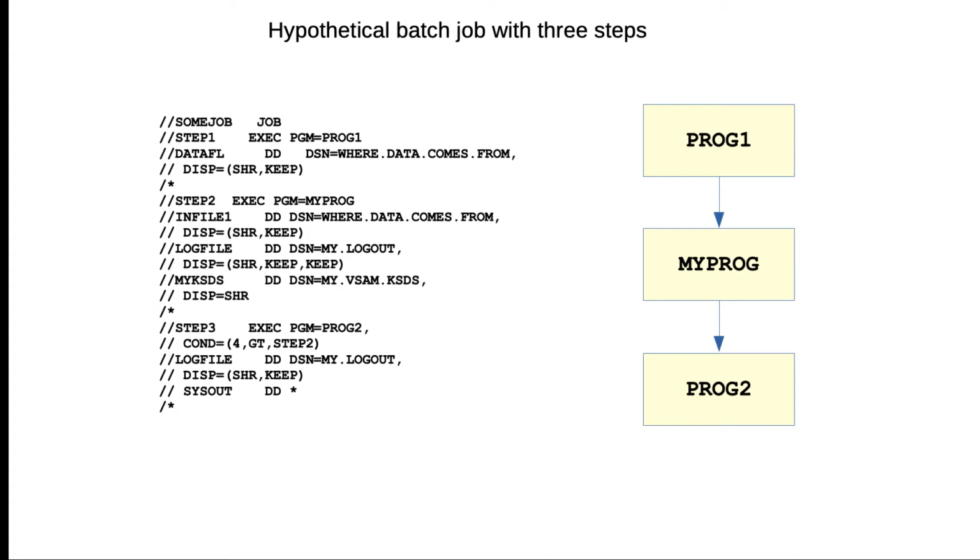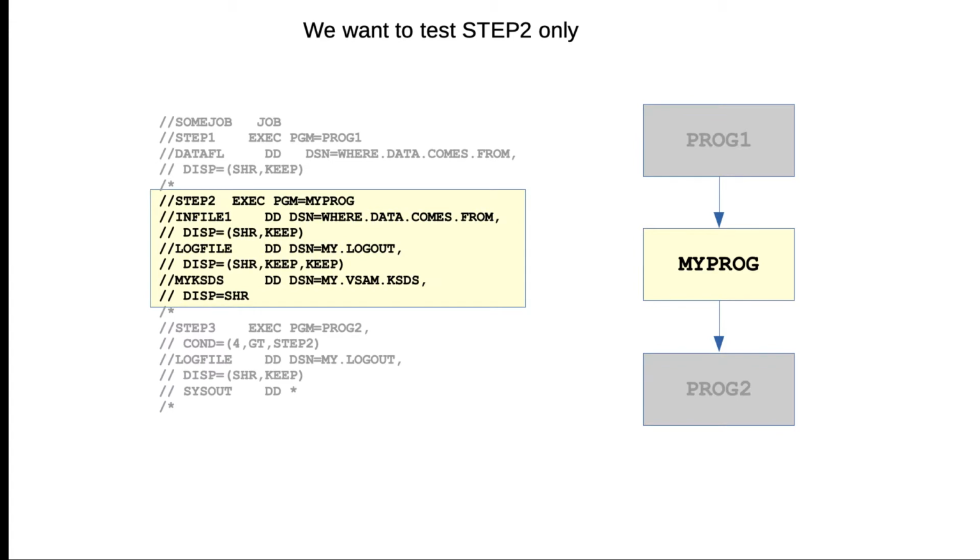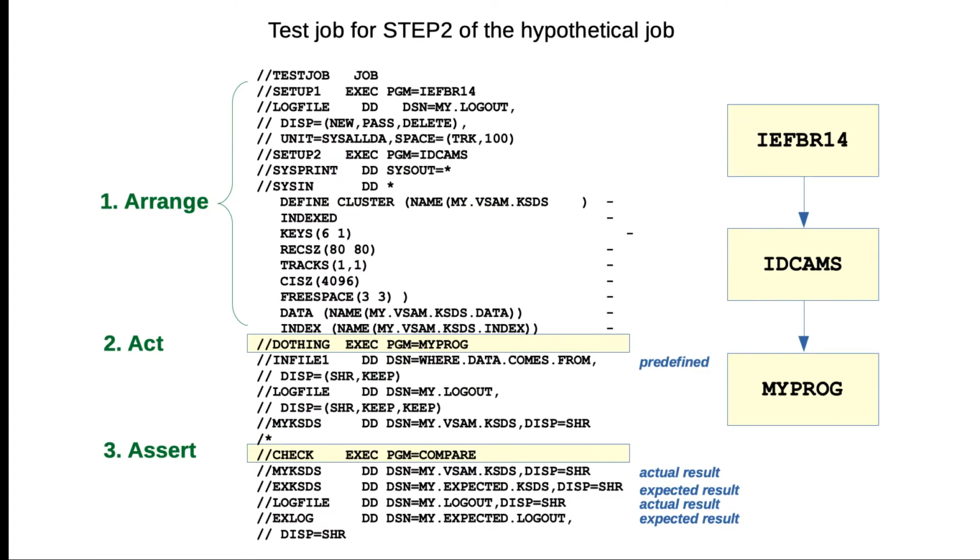We definitely need to do some of our testing at the level of whole systems, but what if we could push most of the test cases down one logical level? We want to test just program myprog without worrying about all the steps before and after. If we could isolate step two of this job, we could write many different test cases because each one is much simpler than a test of the whole job stream. Here's how our test job for step two might look.